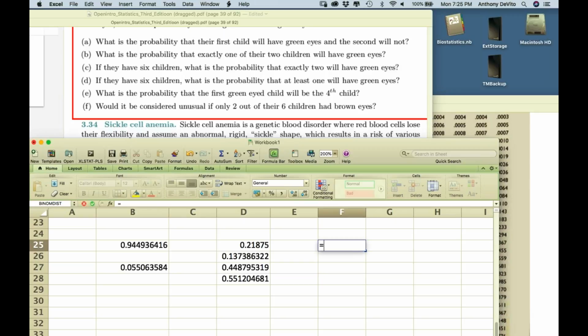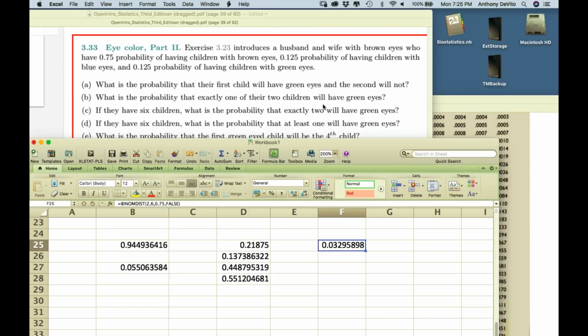Let's find that out. Equals BINOM.DIST. What's the probability exactly two children out of six have brown eyes? The probability of brown eyes is 0.75, comma, and I'm going to say only two. Okay, I'm going to say false for cumulative. So I'm looking at just that outcome. Okay, and that outcome is about 3% of the time. 3% of the time, you will have only two children out of six that would have brown eyes.